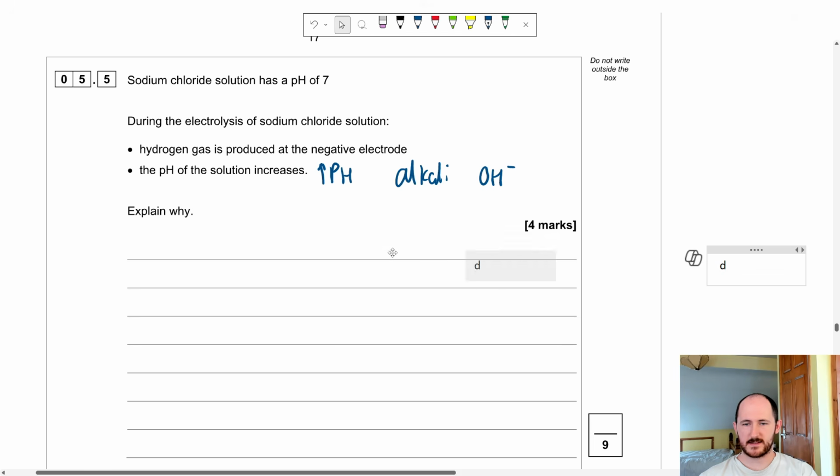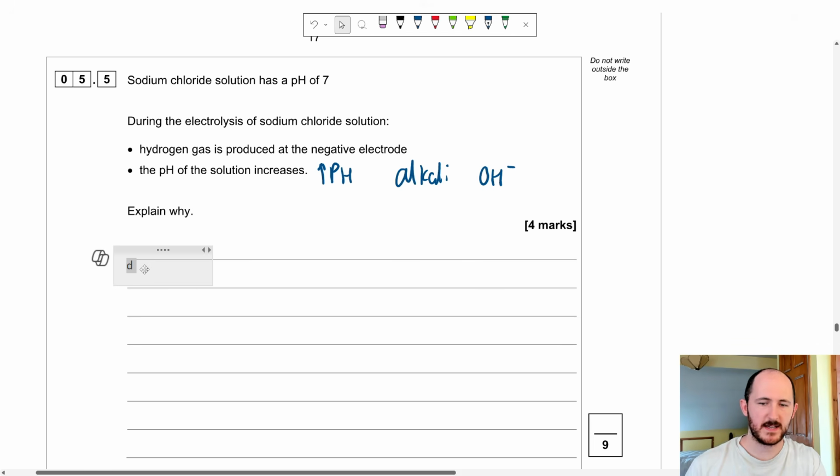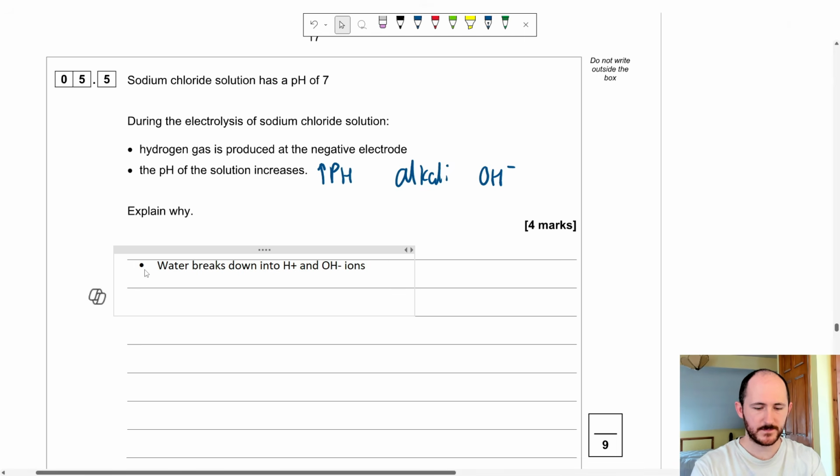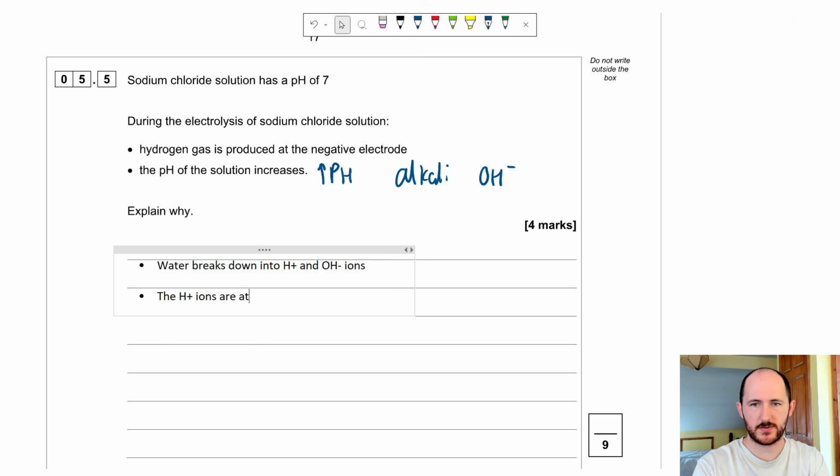So let's get started. So the first things first is what happens during the electrolysis. Well, the water breaks down, so H2O breaks down into H plus and OH minus ions. Since H plus ions are positively charged, the H plus ions are attracted to the negative electrode, okay?